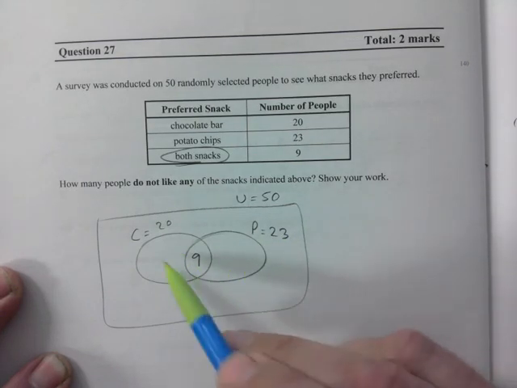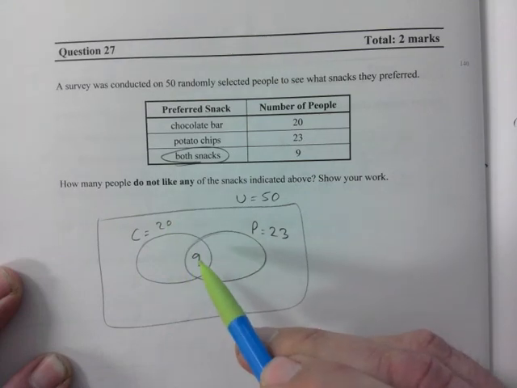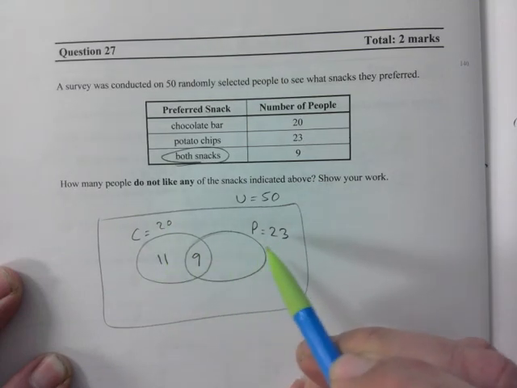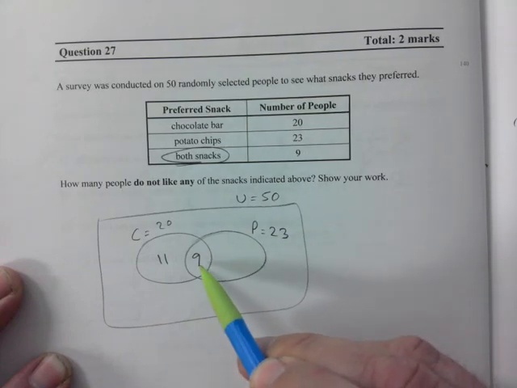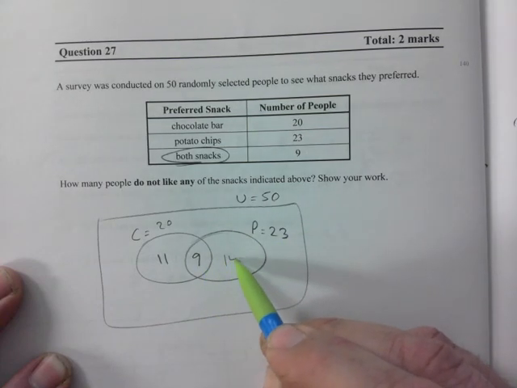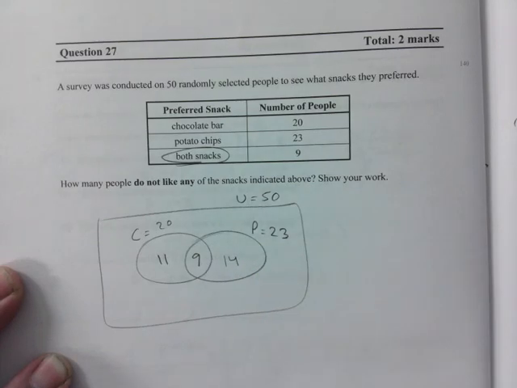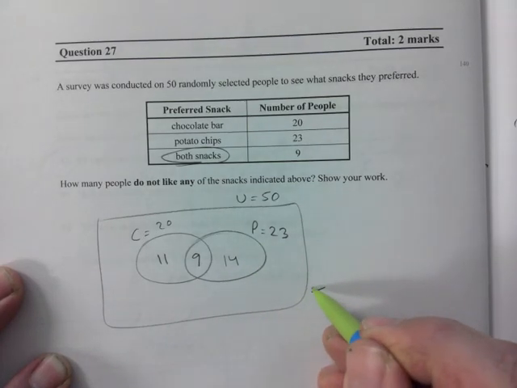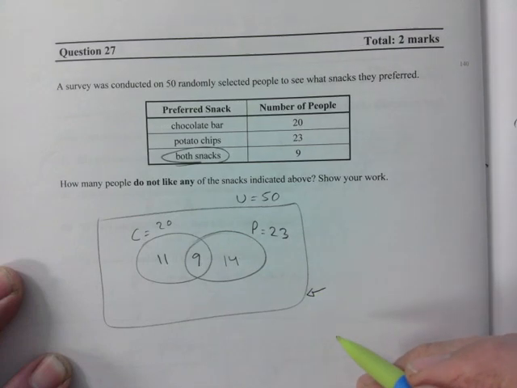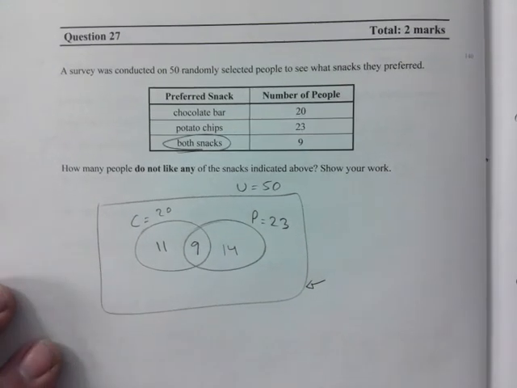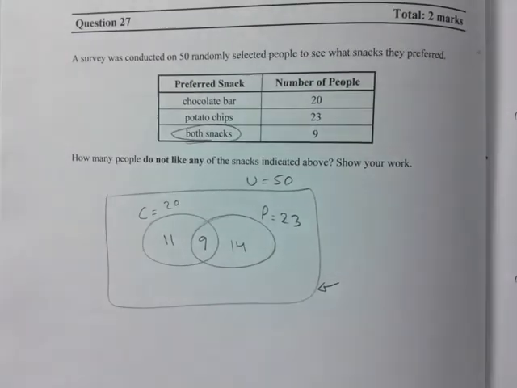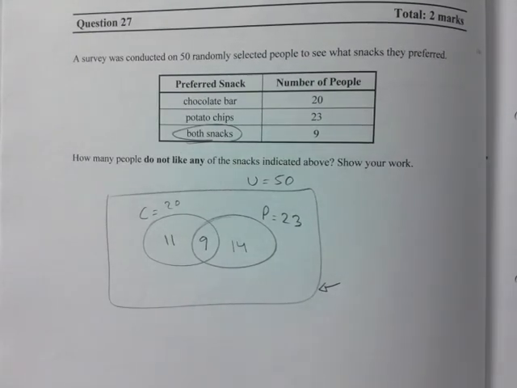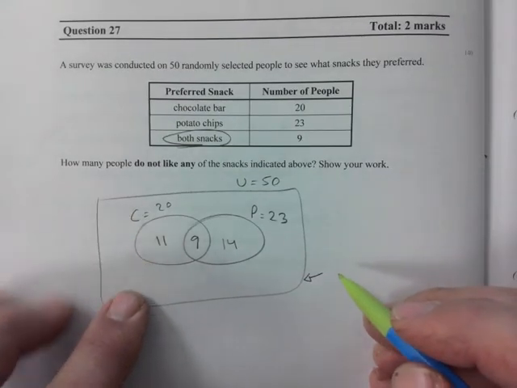And so first you need to fill in all these areas. 20 minus 9 is 11. 23 minus 9 is 14. So there you have it. You need to figure out your outliers. Never forget about them, unless it says everybody was in at least one of these, or everybody liked at least one of these. Other than that, you can expect outliers.